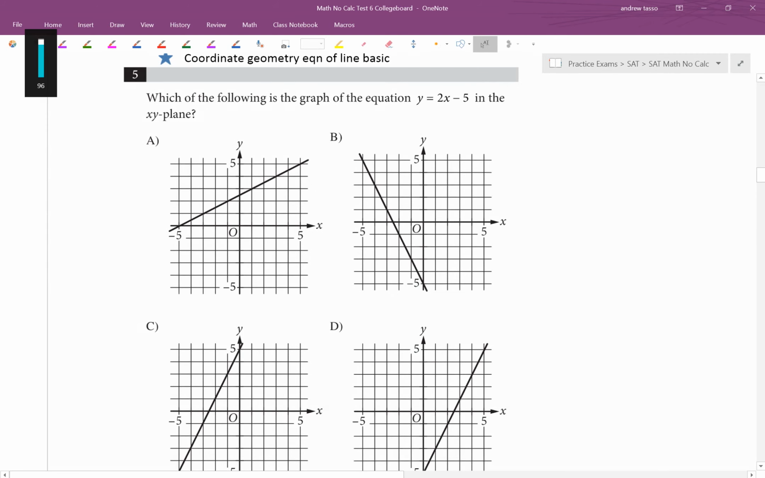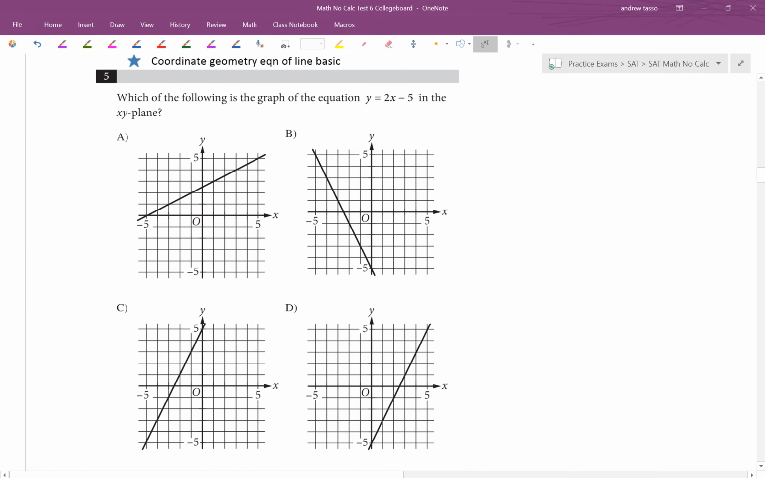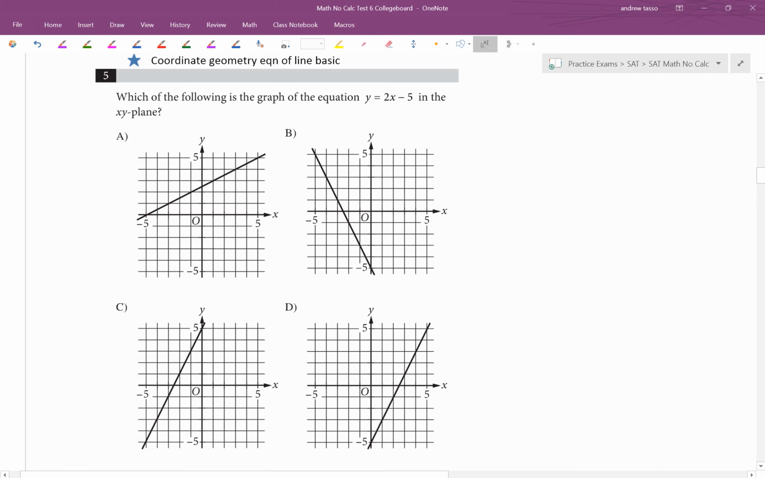Which of the following is the graph of the equation y equals 2x minus 5 in the xy plane? So this is a linear equation which has a slope and a y-intercept. So if we're to graph it, we always like to start with the y-intercept of minus 5, which this one satisfies, and this one also satisfies. But this has a positive y-intercept, and so does this. Okay, so we're down to B and D.